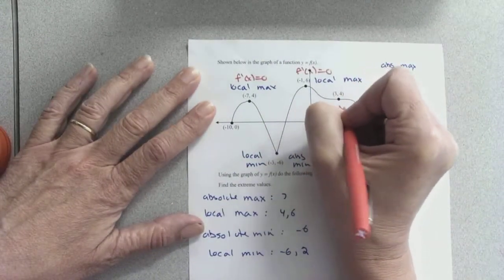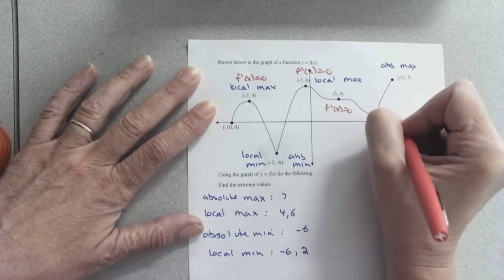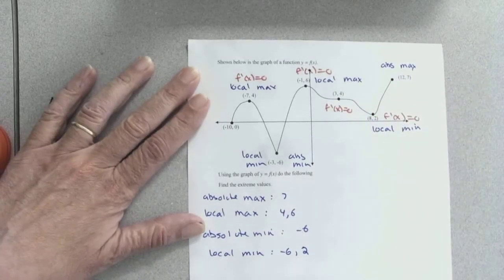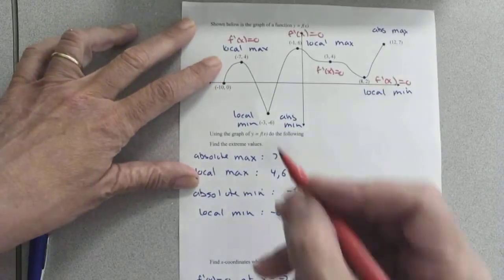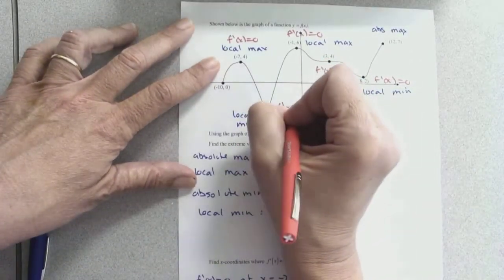F prime of 0 was there. And then the does not exist was here. F prime does not exist at D and E.